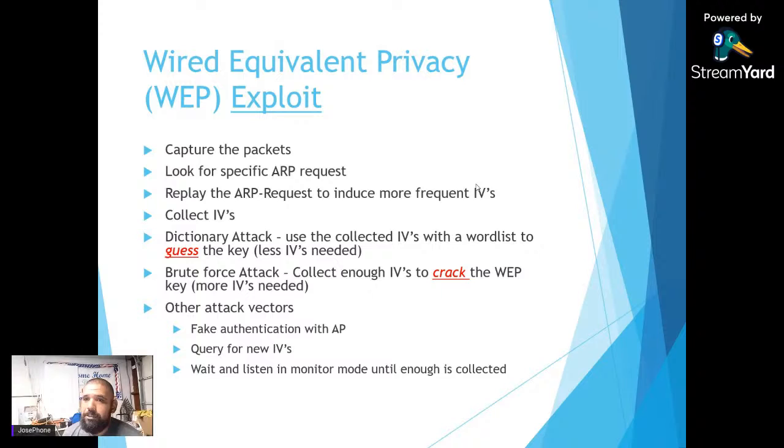Other attack vectors that can be used with WEP is you can use fake authentication with the access point. You can query new IVs, or you can just have a Wireshark or airodump open, collecting IVs without even inducing anything. As long as there's enough activity on the network, you'll be able to collect IVs.